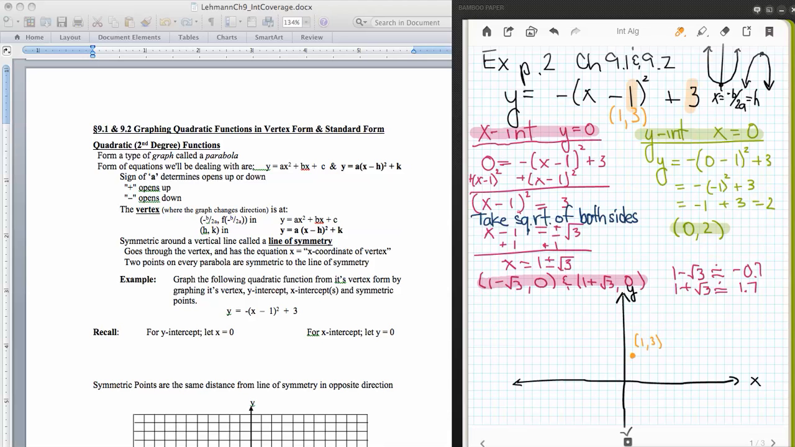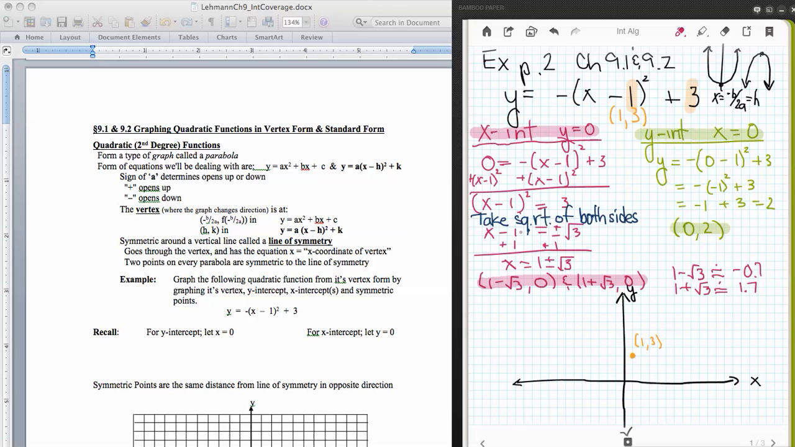Now the next thing that I've done is I have solved to find the x-intercept. So finding the x-intercept, recall, is letting y equal 0. So I've let y equal 0, and I've solved this equation by adding the opposite of this term here to both sides. So now I have x minus 1 quantity squared is equal to 3. And then I'm going to take the square root of both sides.